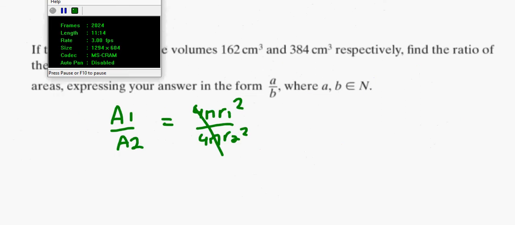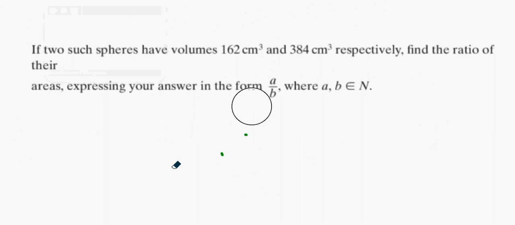Now, let's have a look at this one. If two spheres have volumes 162 and 384 respectively, find the ratio of their areas, expressing the answer in the form A over B. Well, to me that would be 4 over 3 pi r cubed. This is a junior cert question, if anything.